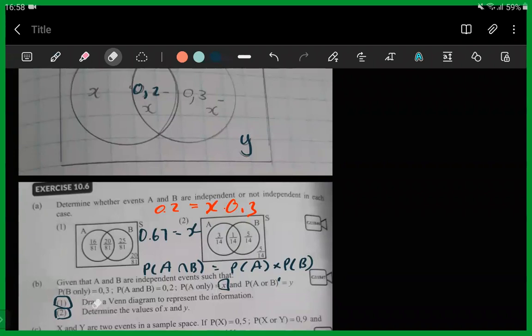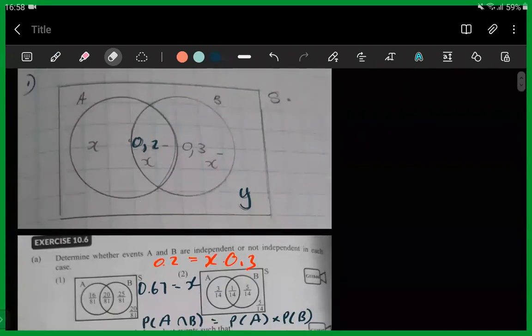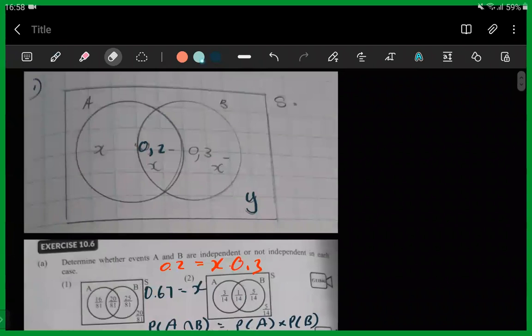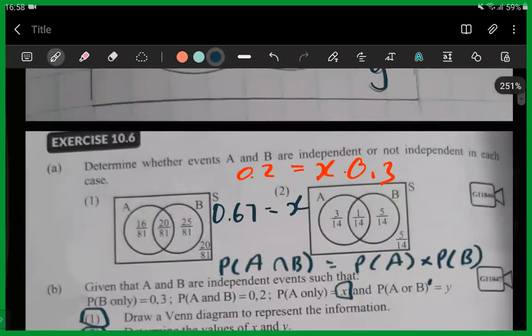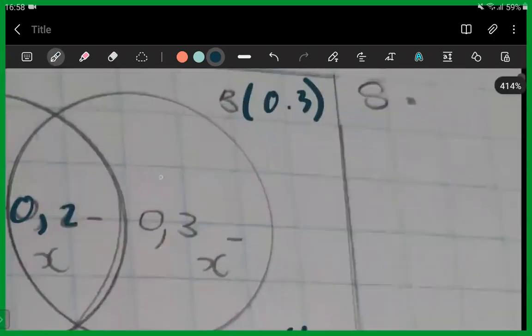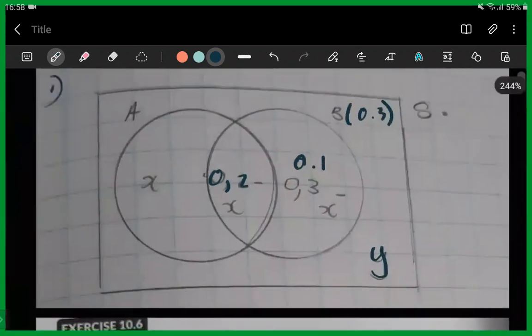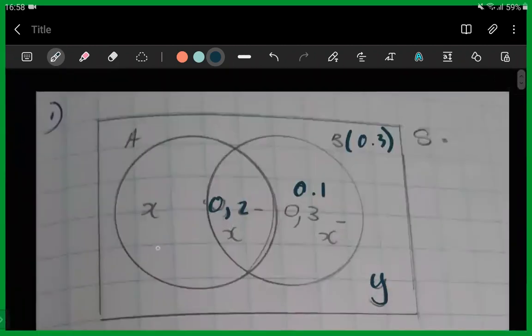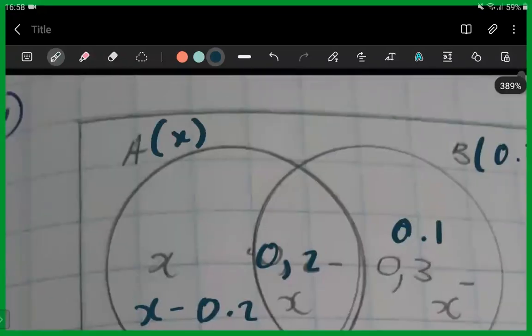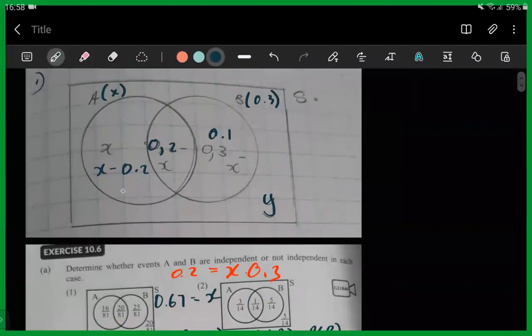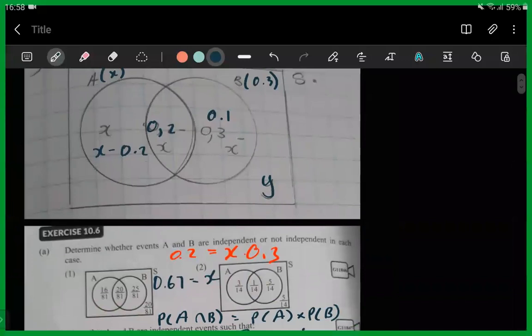Well, the probability of A and B is going to be the overlap of the circle that represents A and the circle that represents B. So for B, the numbers inside B should add up to 0.3, meaning if this is saying the probability of A and B is 0.2, it means that this has to be 0.1. And then X is going to be, this is going to be X minus 0.2. Because remember, this should be X. So if you minus the 0.2, you have what goes there. You see it? Let me just correct myself.